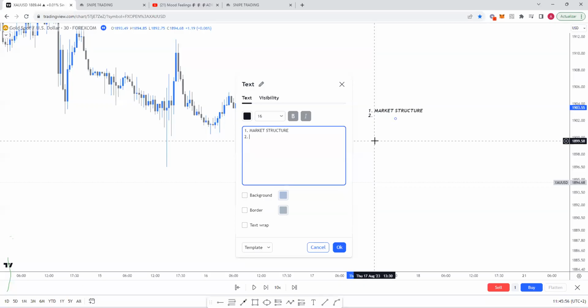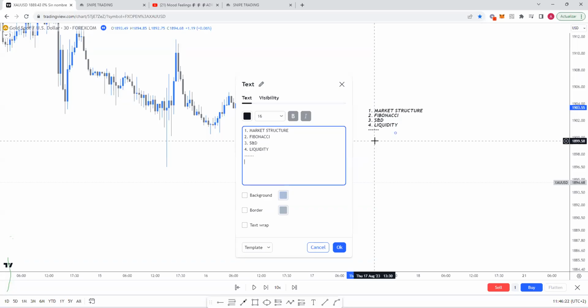Second confluence. Fibonacci, well done. Third confluence. Supply and demand, nice. I love how everyone knows their stuff, so well done. Fourth confluence. Liquidity, well done. I see everyone is answering before I have time to name it, so well done.